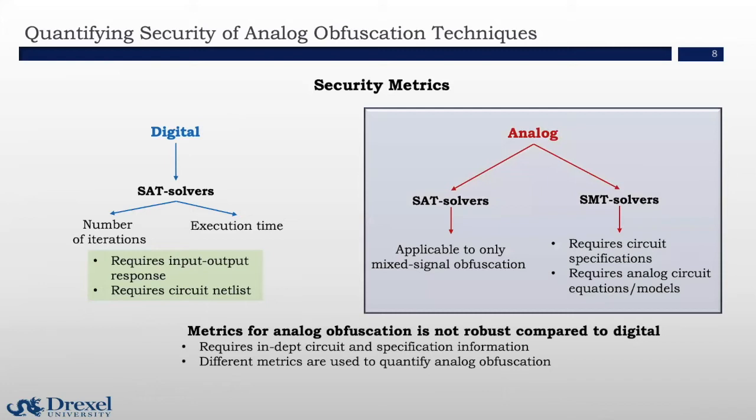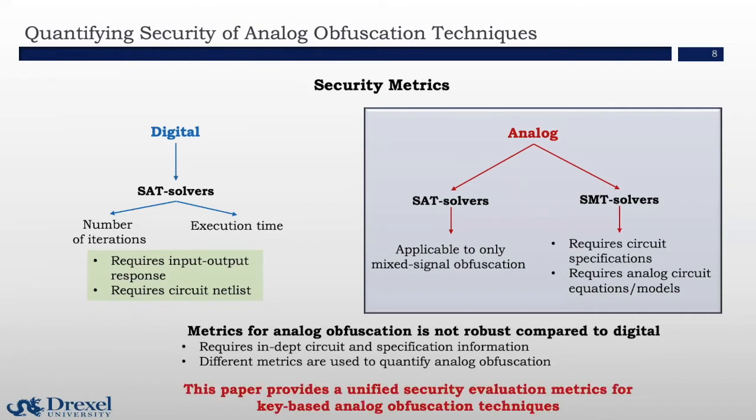This shows that the metrics to evaluate analog obfuscation security are not as robust as compared to digital circuits, wherein the designer requires in-depth circuit and specification information, and different metrics are used to evaluate different analog obfuscation techniques. So in this paper, we propose unified security evaluation metrics for key-based analog obfuscation techniques.